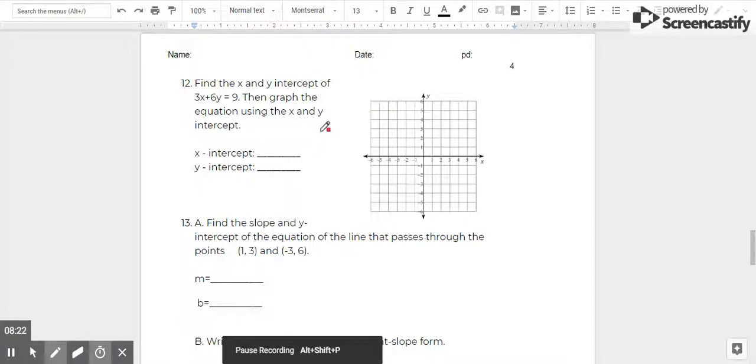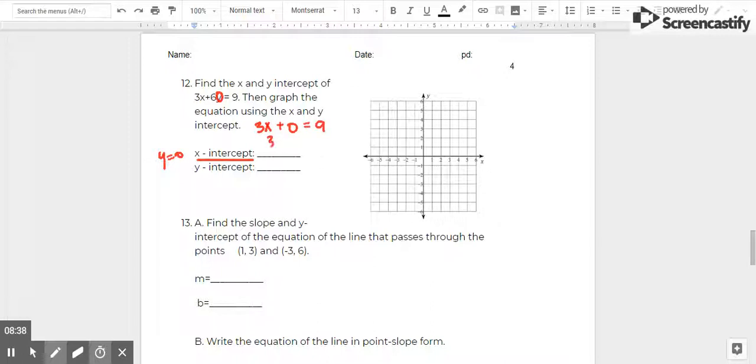I already talked about x, y-intercept in the beginning. So when you find the x-intercept, y should be 0. So I'm going to plug in 0 to here, and it's going to be just 0. So 3x plus 0 is equal to 9. 3x is equal to 9. x is equal to 3. So you have to plot the x-intercept, 3, on the x-axis.